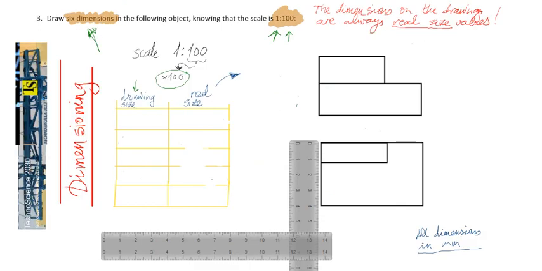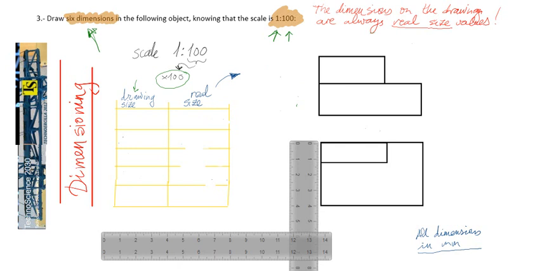Okay, here we have the example. As you can see, here we have the front elevation and the plan of a figure. You have to draw 6 dimensions for this object, knowing that the scale is 1 to 100. Remember that the dimensions on the drawing are always real size values, so they are always real dimensions and they are all in millimeters. So we are going to use the ruler to measure the drawing size and then calculate the right size, which is the one that we are going to draw on the drawing.